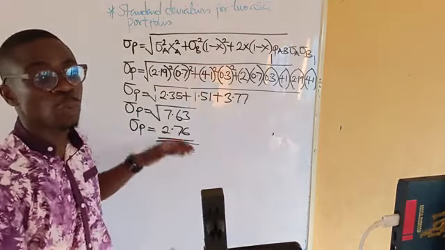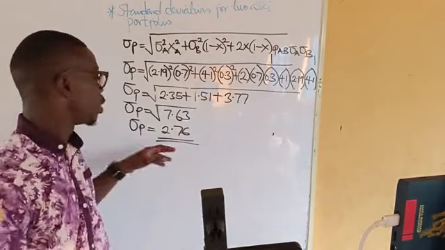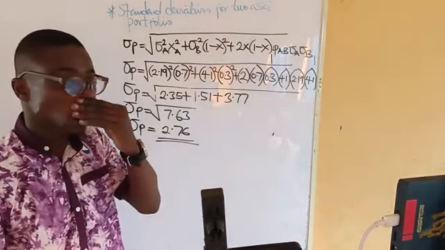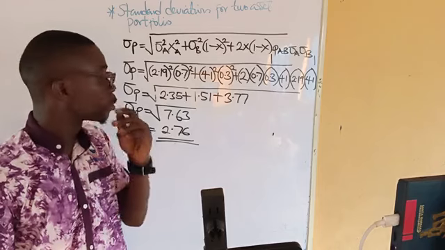If it's 2.76, if you want to round it up, that would be 2.8.